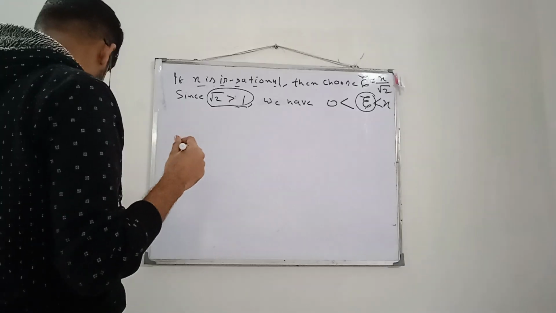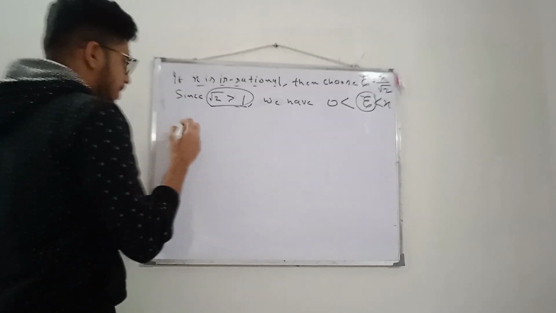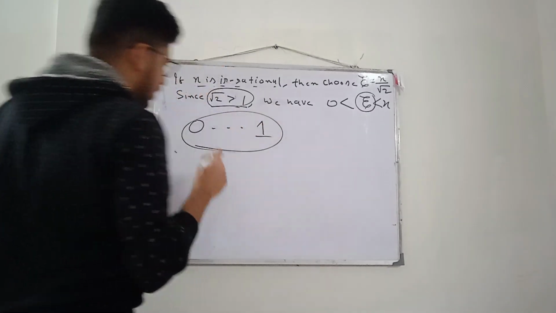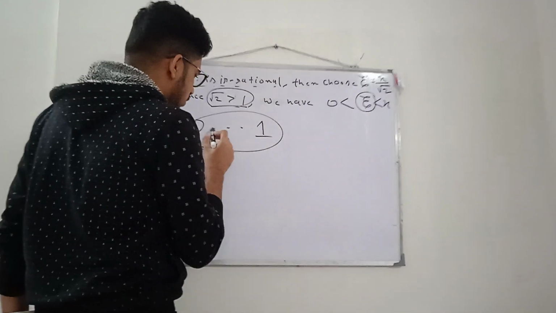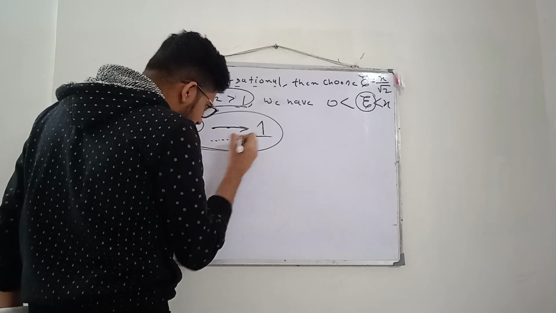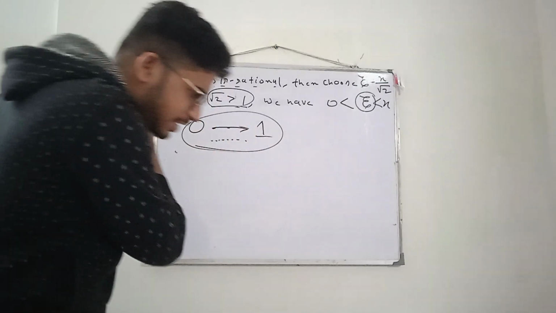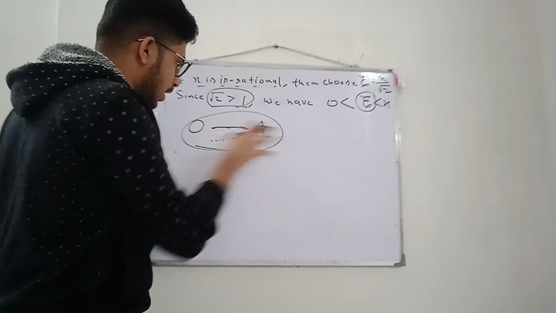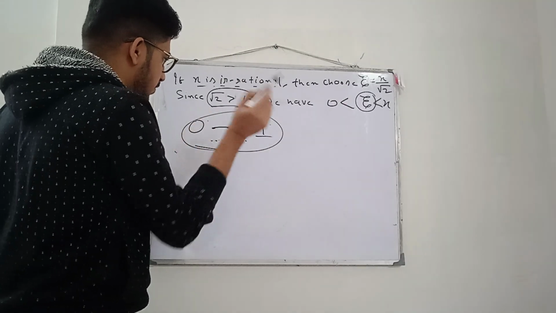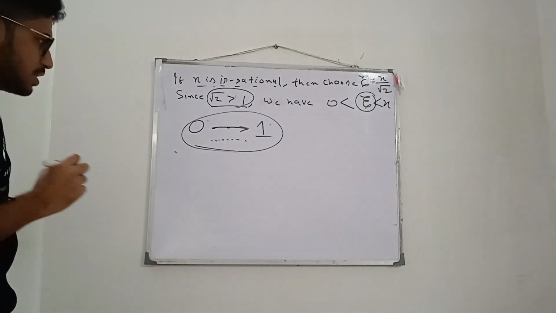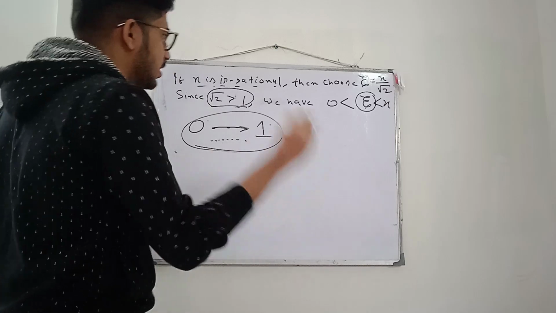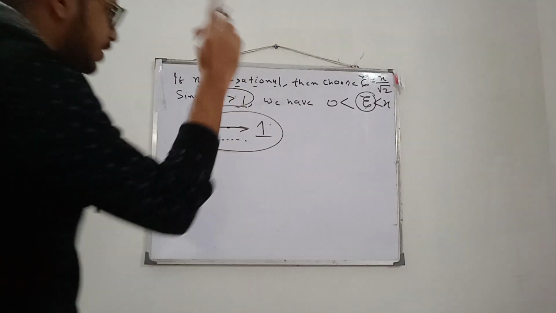So that means from 0 to 1, there are infinitely many irrational numbers. This one is one kind of real number. These are two real numbers, and between these two real numbers, there are infinitely many irrational numbers. Okay, so from here we are done.